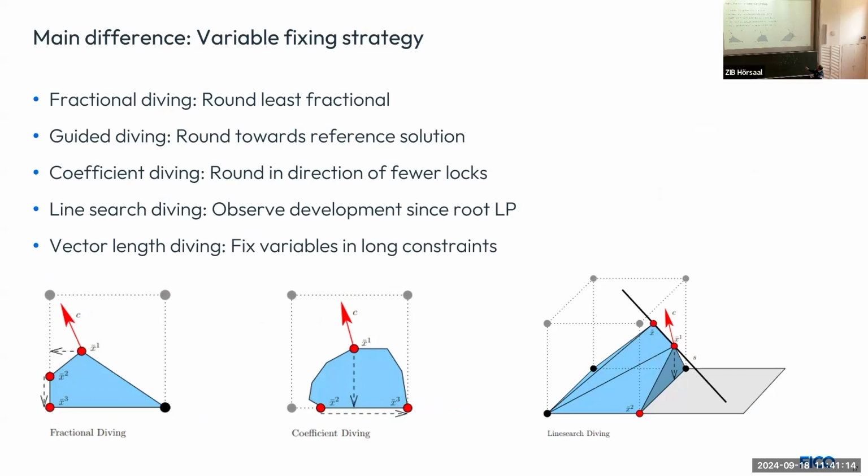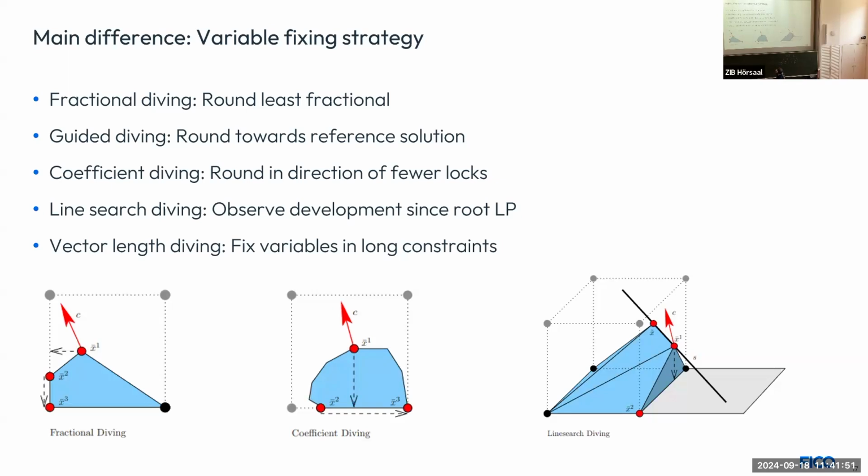That's what's called fractional diving, round the least fractional variable. Guided diving tries to dive towards a feasible reference solution that you already have. That comes from a different part of the tree, so it's not feasible inside your current subproblem, but you try inside your current subproblem to get towards that solution with the hope to find a better one. Coefficient diving uses variable locks again, dives into the direction of your locks, but resolves the IP, unlike that rounding heuristic that I talked about.